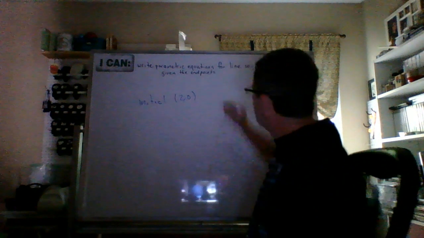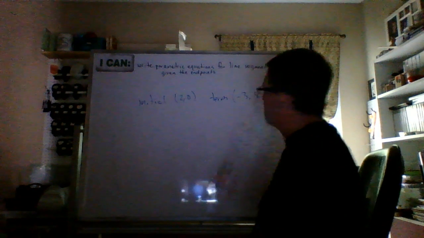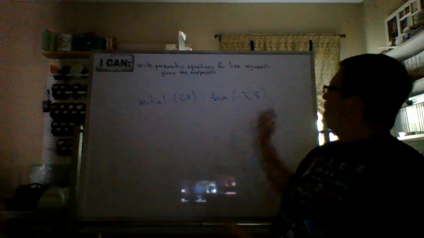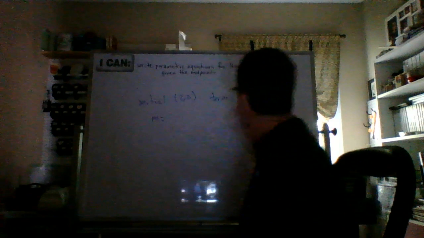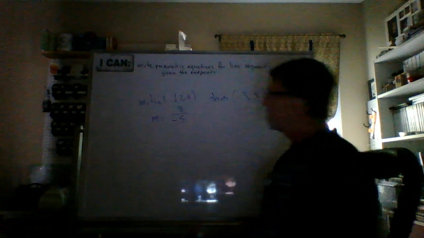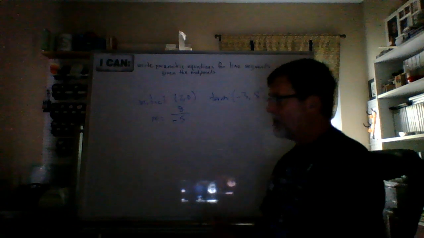All right, so let's say I've got a line segment. The initial point of the line segment is (2, 0), and the terminal point is (-3, 8). First thing we can do is figure out the slope of the line that contains these two points by doing y2 minus y1 over x2 minus x1. The slope of this line is going to be 8 minus 0 over negative 3 minus 2, so the slope is 8 over negative 5.